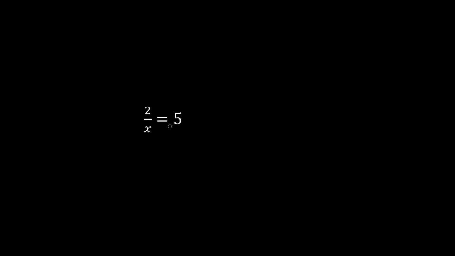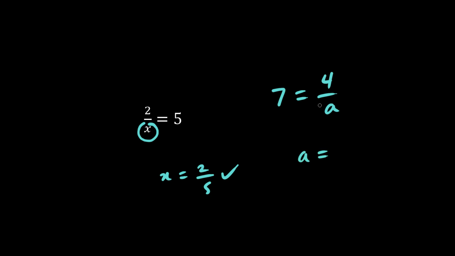We just did this question by either cross-multiplying or multiplying both sides by x. The fastest way when the variable is in the denominator is to say that x equals the numerator 2 over the other side, which is 5. Immediately we have the answer. For example, if we have 7 equals 4 over a, we know that the denominator a equals the numerator 4 over the other side, which is 7. So we immediately have the answer.